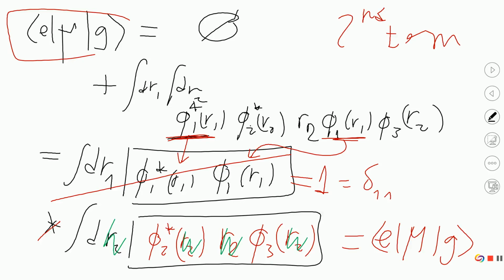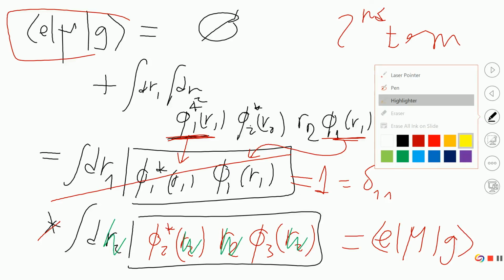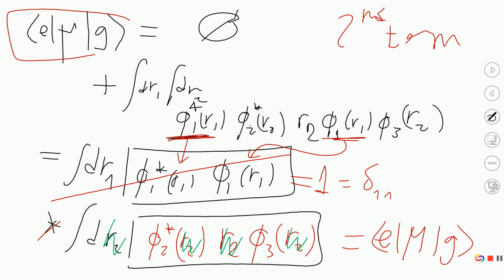So just second term, integration over R1 gives 1, and here we have phi2, R2, phi3. And we can call it, I would call it, matrix element of going from orbital 2 to orbital 3.